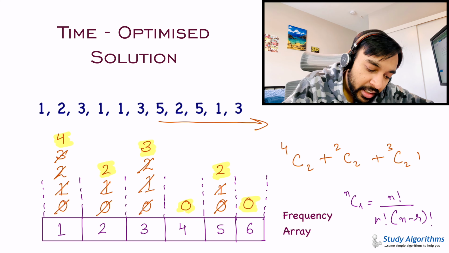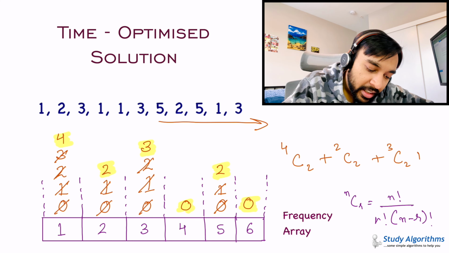What happens next is I create a frequency array that will store the count of each element. So once this array is formed, what this simply means is this array has 3 ones, 1 two and 2 threes, right? And you can verify it in the original array itself.